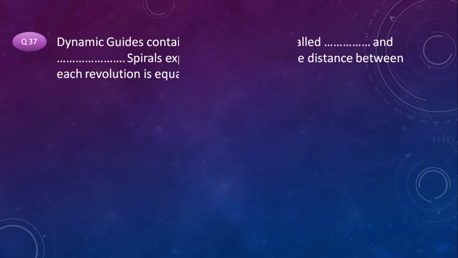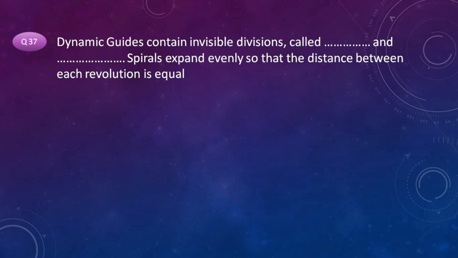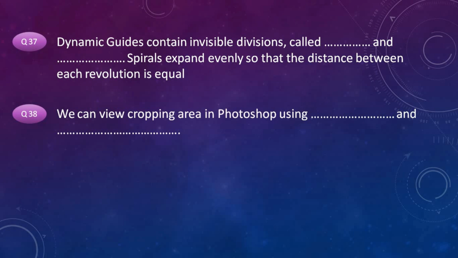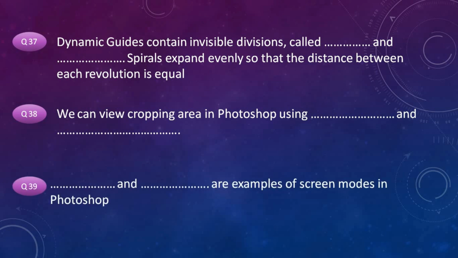The next set of questions. Dynamic guides contain visible divisions called dash, and dash spirals expand evenly so that the distance between each revolution is equal. We can view the cropping area in Photoshop using dash and dash. Dash and dash are examples of screen modes in Photoshop.